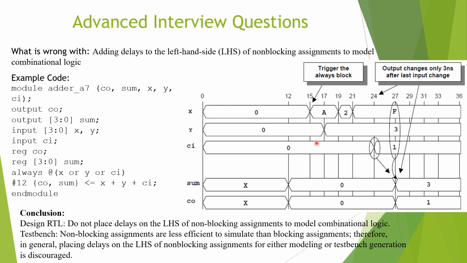So the conclusion is, when designing RTL, do not place delays on the left-hand side of non-blocking assignments to model combinatorial logic. But if you're writing a test bench, non-blocking assignments are less efficient to simulate than blocking assignments. Therefore, in general, placing delays on the left-hand side of non-blocking assignments for either modeling or test bench generation is not a good idea.